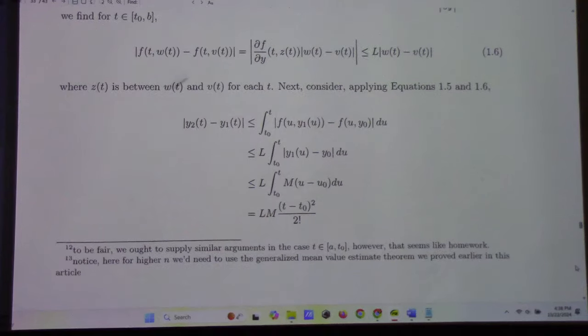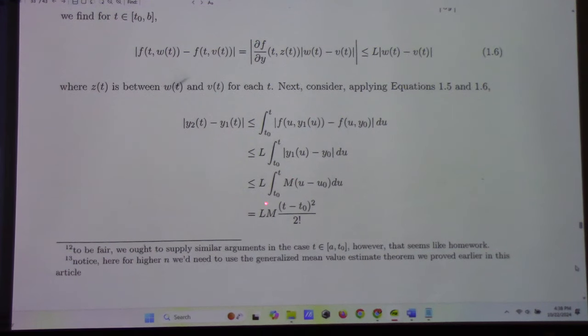All right. So we have this. y2 minus y1 is less than or equal to the integral of such. But that is less than or equal to L times that. I think that was the 1.6 at work here, right? We're thinking of this as the W and that as the V, okay? But then this is less than or equal to M times u minus u naught. So here I'm replacing, I had a t in 1.5. The t has become a u here. So that's by 1.5. I go from here to here. That's where the M came from. There was an M in 1.5.